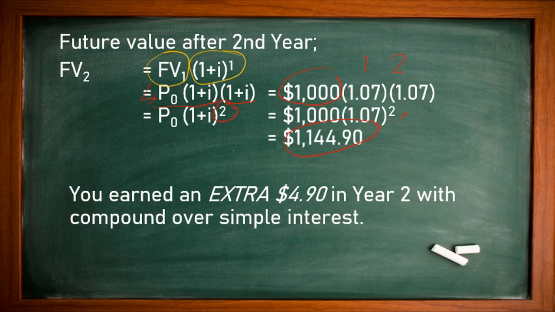If you recall, you calculated the future value with simple interest. That time your amount was $1,140, and here you got $4.90 extra. So in 2 years your compound interest amount is more than simple interest, with an extra value of $4.90. This is the difference between simple interest and compound interest.